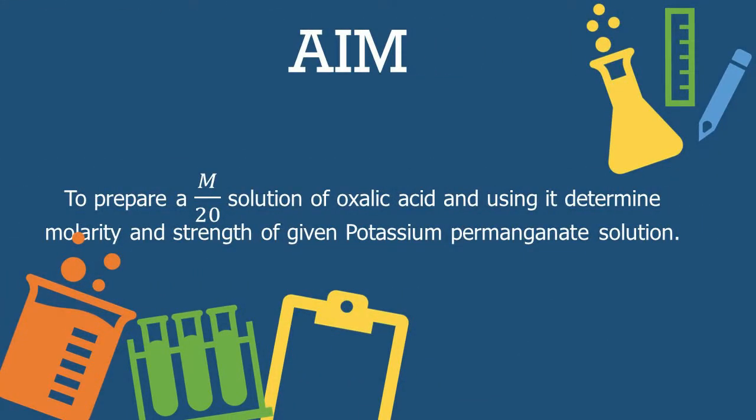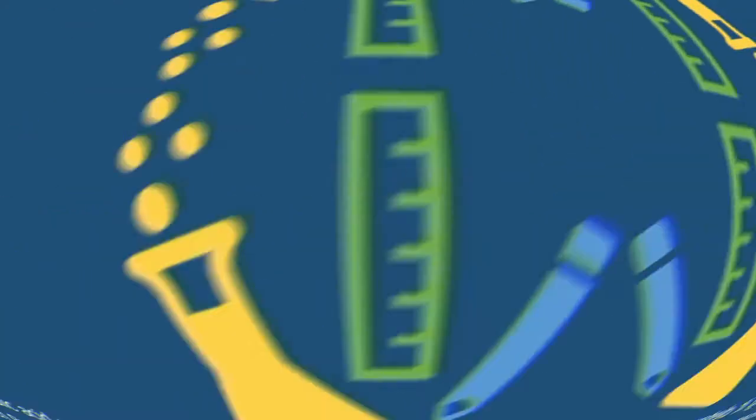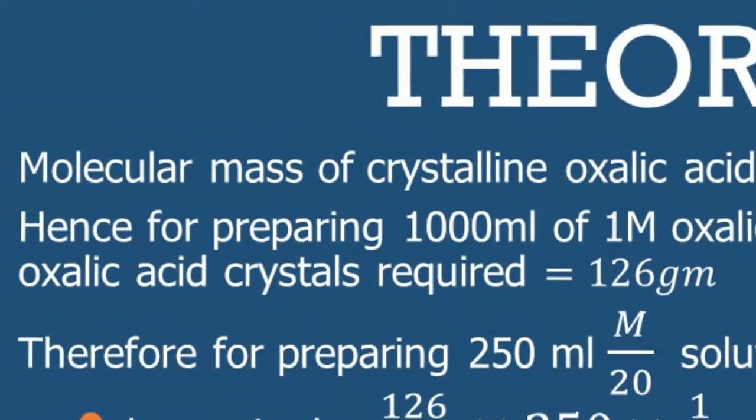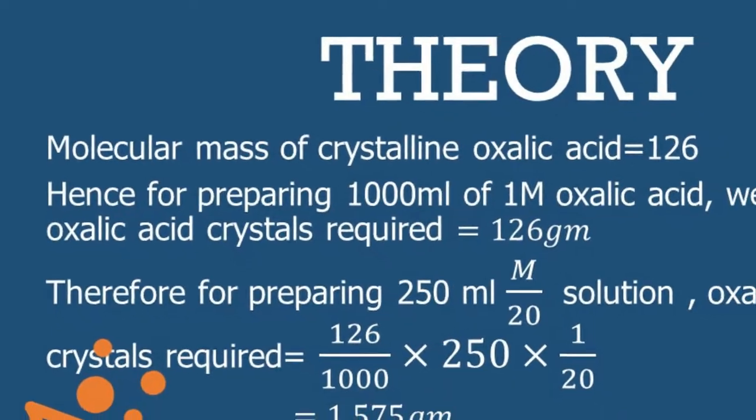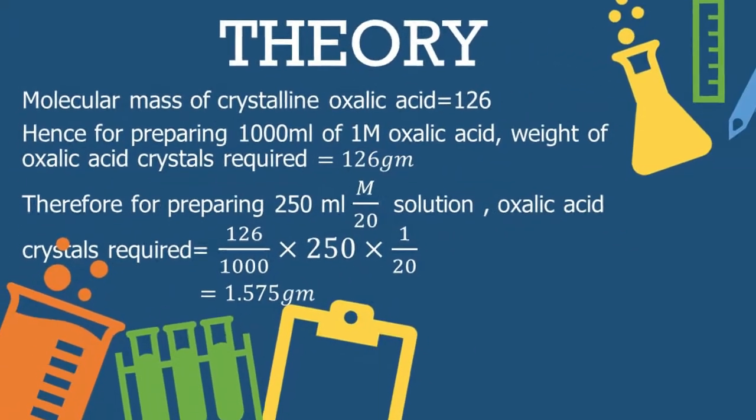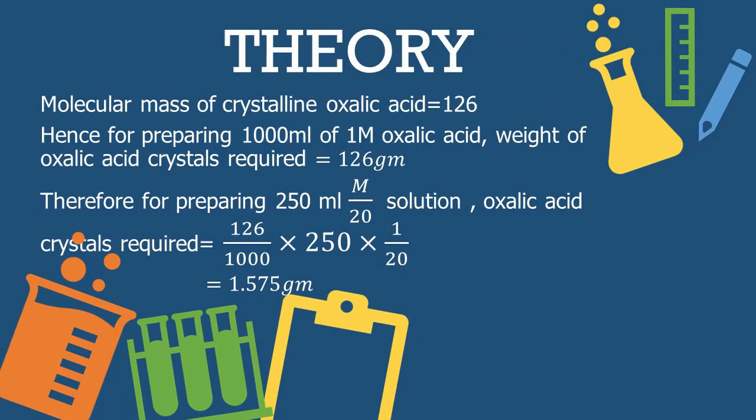Hello students. Today we are going to start with our practical number 3, whose aim is to prepare an M by 20 solution of oxalic acid and, using it, determine the molarity and strength of the given potassium permanganate solution. Now, moving ahead, always while writing a practical, we should first start with the theory.